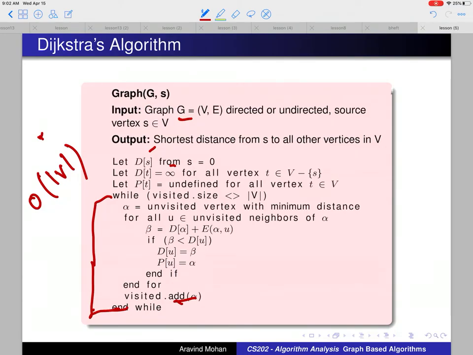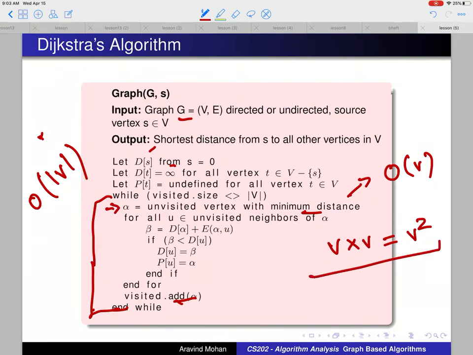And then look at this particular line. We want to pick an unvisited vertex with a minimum distance. So in order to find a minimum one, in the worst case, it's going to take big O of V as well, right? Because we need to go through all the vertices in the graph and we need to find the minimum one. So that's being done inside the while loop. So it's going to be V times V is V squared, right?